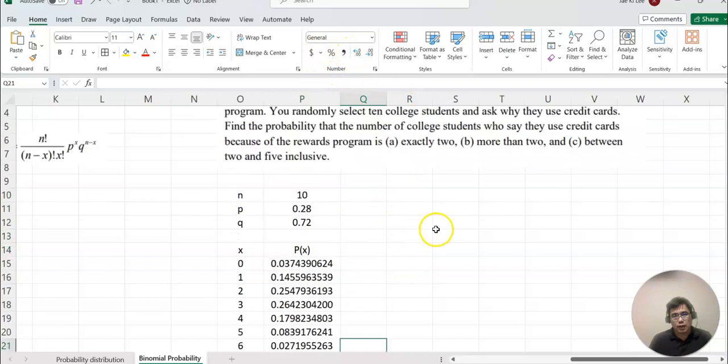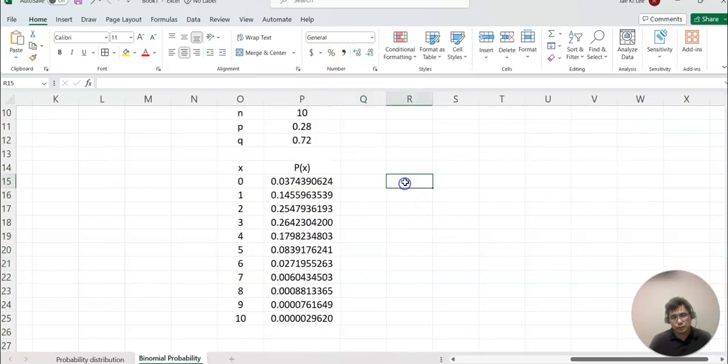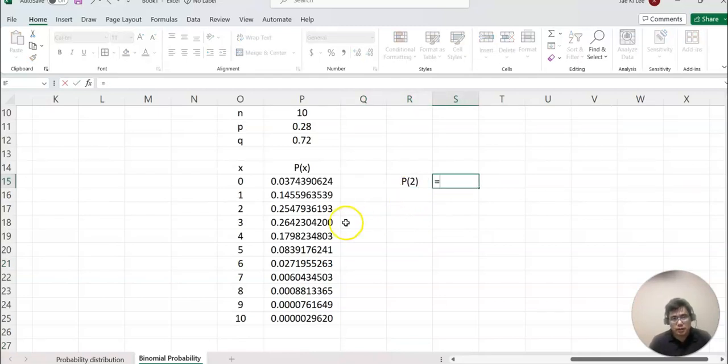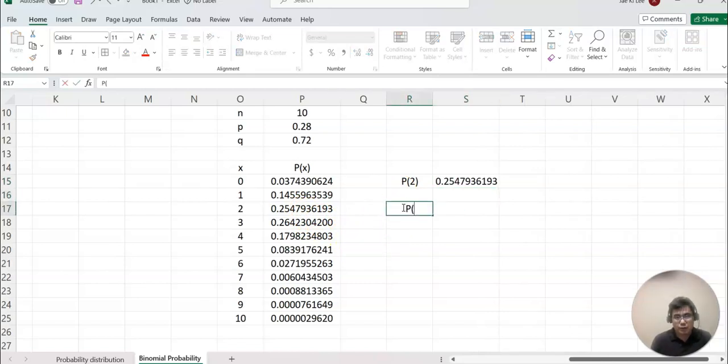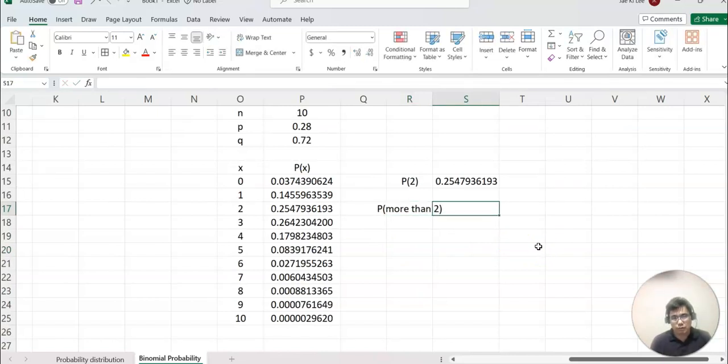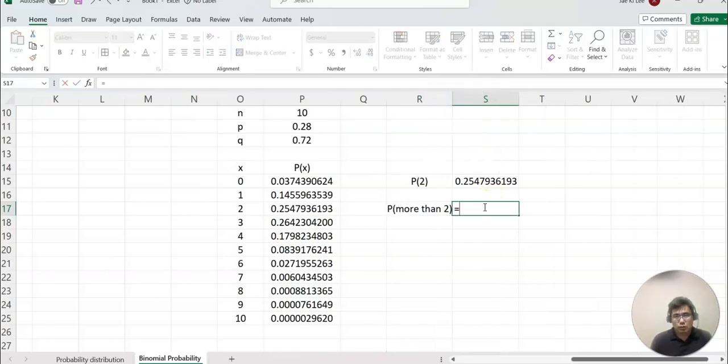Okay, then now A, exactly 2. So the probability of exactly 2 means this value, right? Now the probability of more than 2. So more than 2 means you should take 3 until the end. So you can make a sum, open the parentheses, and then 3 to 10 basically.